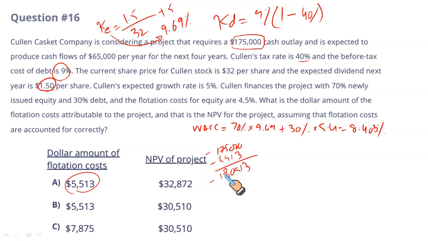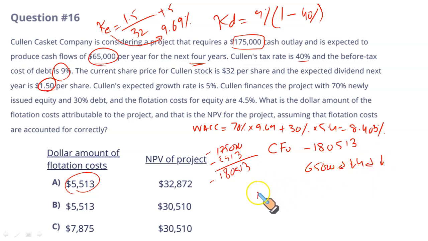You need to calculate NPV. You will use your financial calculator. I will just lay down the keys that you will punch to get your NPV. First, write cash flow zero, that is negative 180,513. Then you have these $65,000 inflows every year for the next 4 years. So punch in 65,000, enter, down arrow key. Since they are occurring 4 times, the frequency is 4, enter, down arrow key, press the NPV key, enter the discount rate 8.403, enter, down arrow key, press CPT.